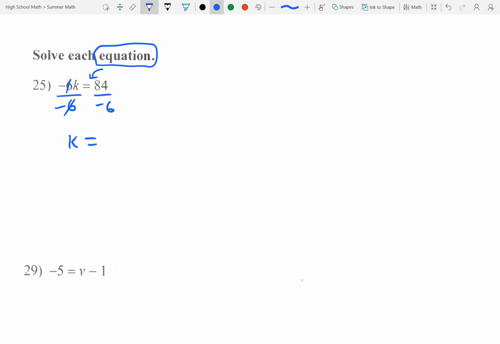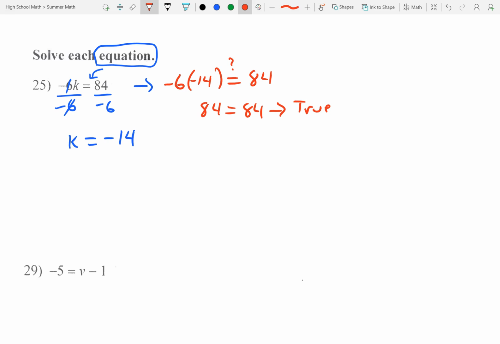84 divided by negative 6 is negative 14. Again, a positive divided by a negative will be a negative. We could take this negative 14 and substitute it back in. I'll show that. Here we're simply checking negative 6 times, instead of k, we'll substitute what we think k to be, which is negative 14. Question, is that equal to 84? Well, negative 6 times negative 14 is 84. 84 is equal to 84. This statement's true. So this tells us that k equals negative 14 is a solution. It's a value that makes the statement true.